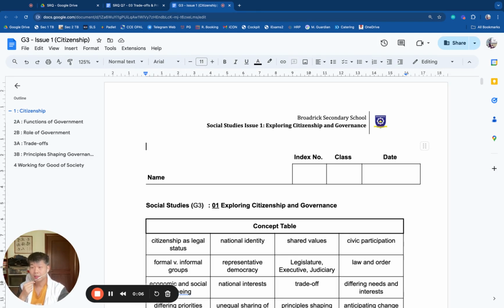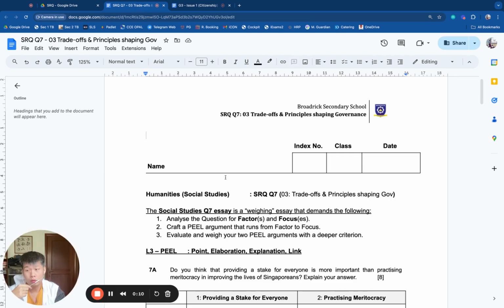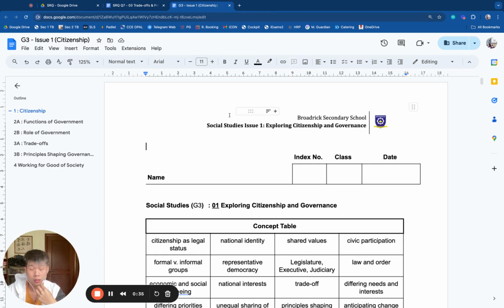This is Mr. Seow, and this morning I want to talk about the essay for Chapter 3, Trade-offs, the SS essay, the weighing essay. Before I proceed, what you should have with you is your textbook, and you can flip to page 62, which is the chapter on how do we decide what is good for society. And the other thing you should have with you is the issue 1 notes on citizenship.